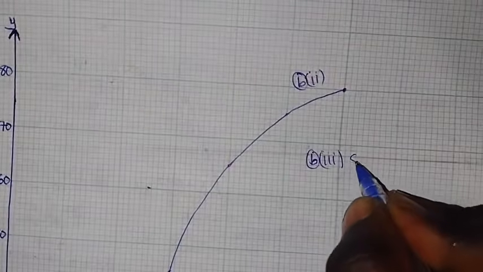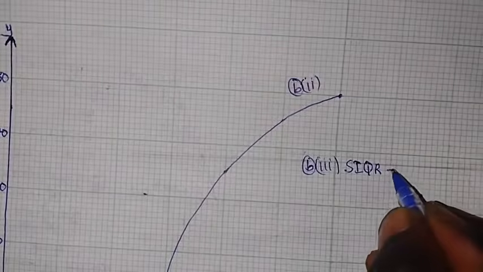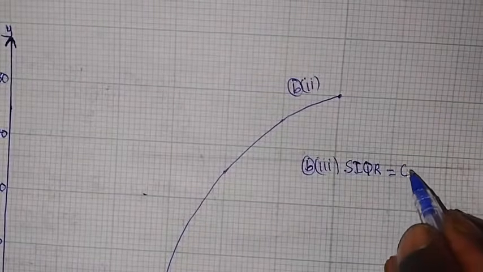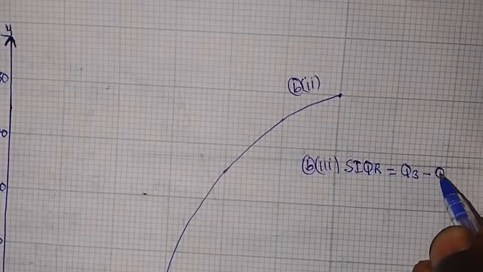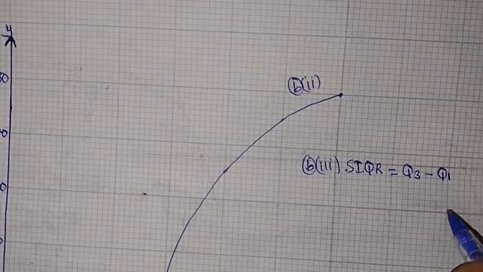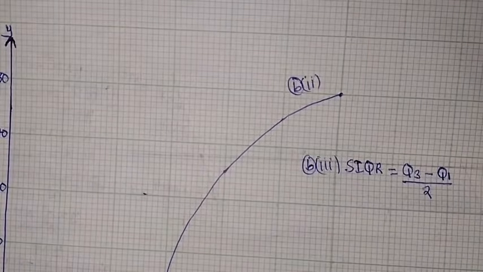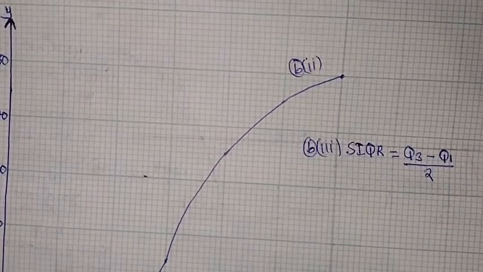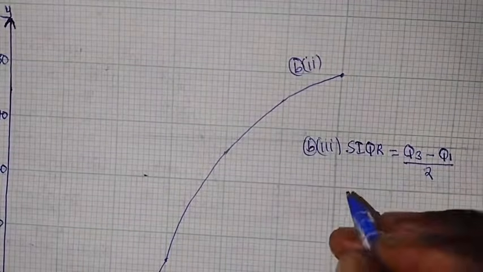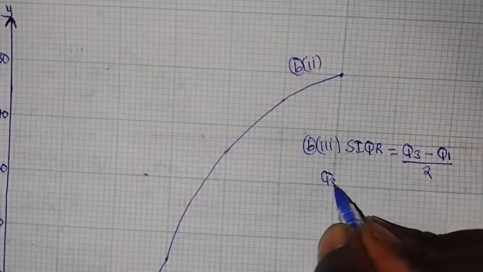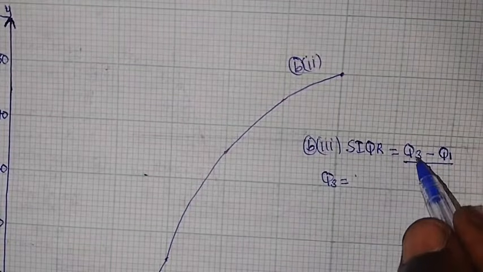We are finding the semi-interquartile range. So the semi-interquartile range is equal to Q3, which is the upper quartile, minus Q1, which is the lower quartile. Then you need to divide this by what? By 2. Okay, so here what you are going to do is you need to find first the Q3 and the lower quartile.